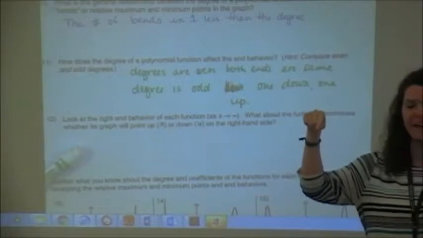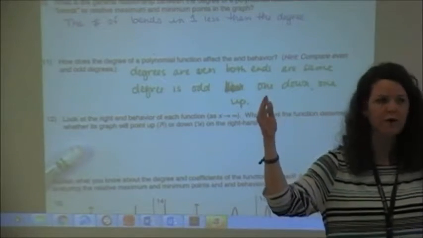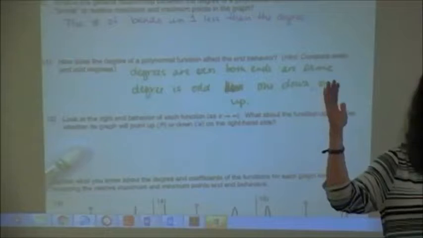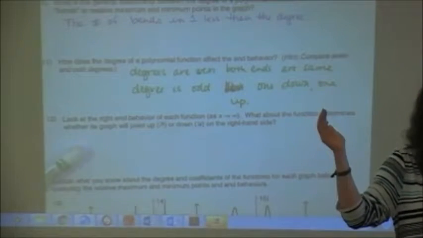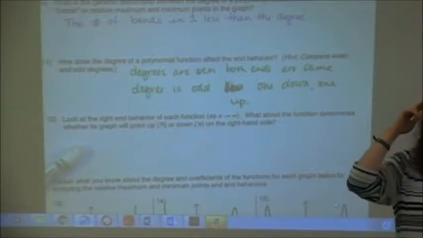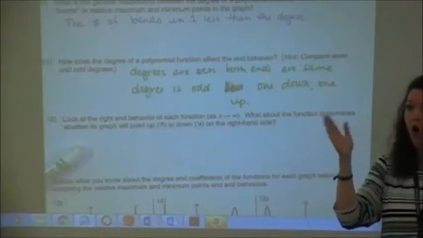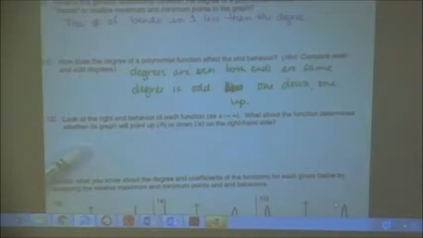All even polynomials, 2, 4, 6, 8, 10, if they have a degree that is even, they are going to end their behavior just like a quadratic. So if in your mind you can remember what a quadratic does, all even polynomials will follow that. They'll just have more bends in between.